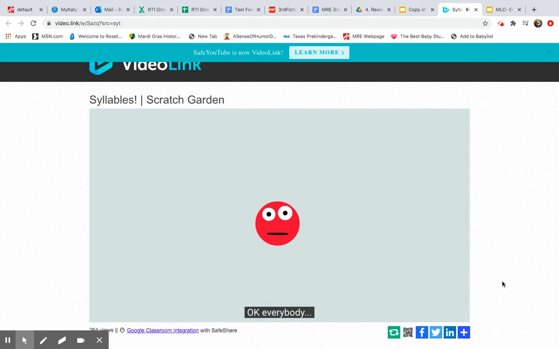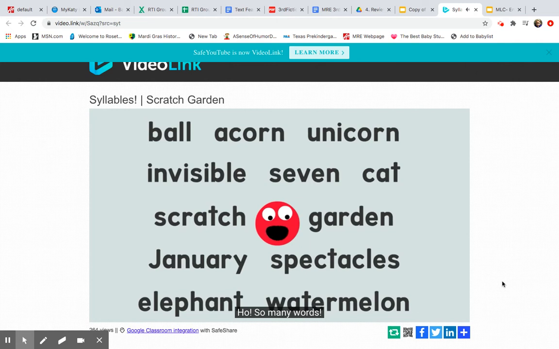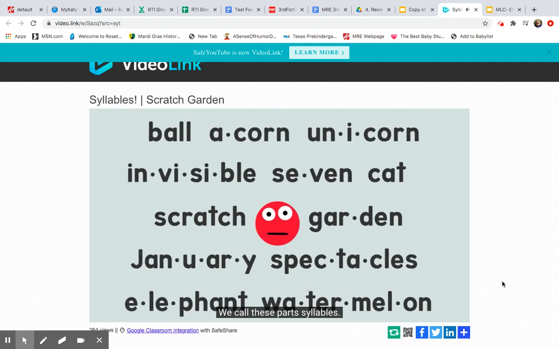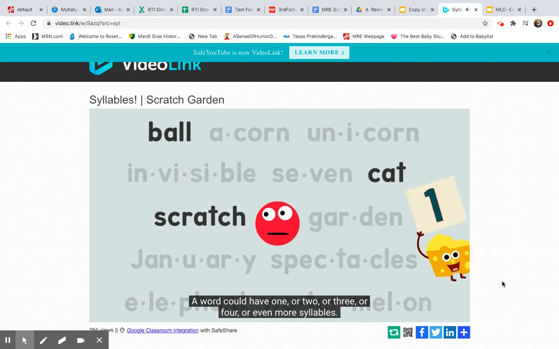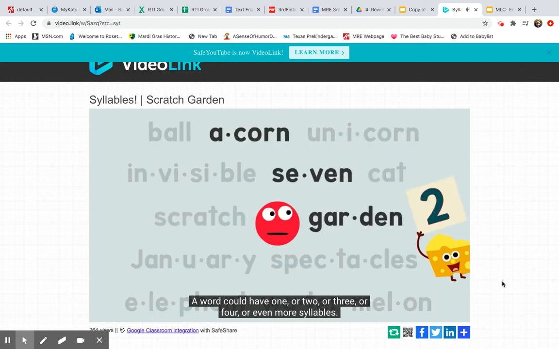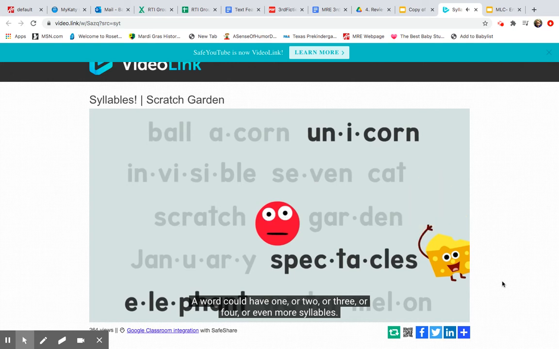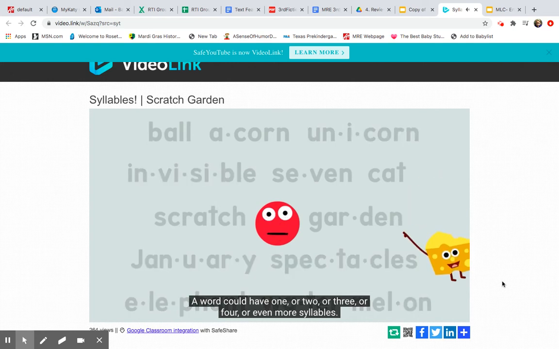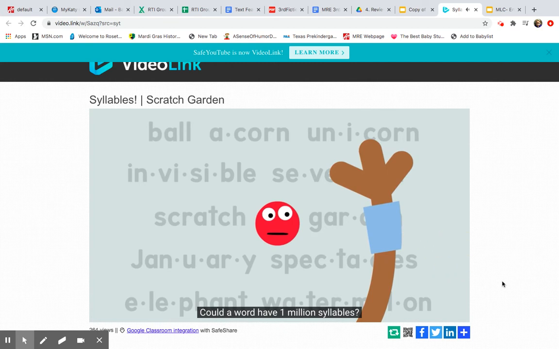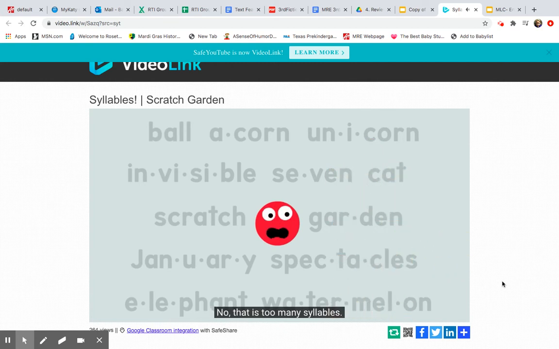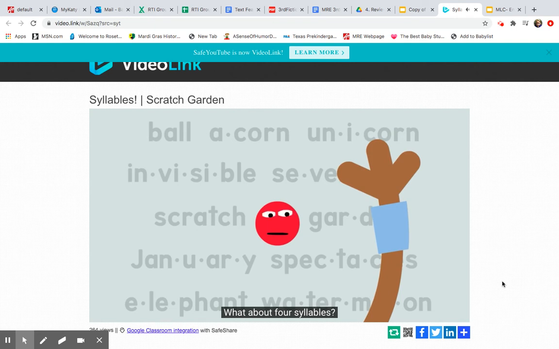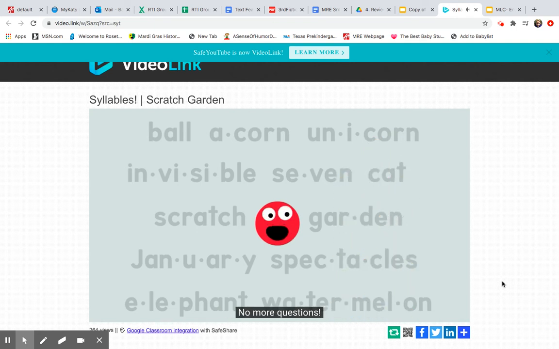Hi! Okay, everybody. The English language has a many words like this. So many words. And every word can be split into parts. We call these parts syllables. Syllables. A word could have one, or two, or three, or four, or even more syllables. Syllables. Could a word have 1,000,000 syllables? No, that is too many syllables. What about 4 syllables? Yes, I already said that. Ha! No more questions. Anyway, a syllable is like a beat.